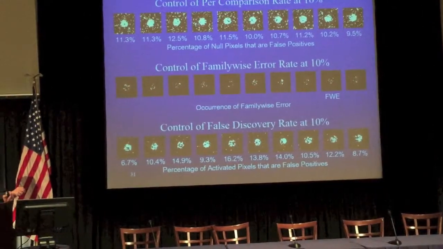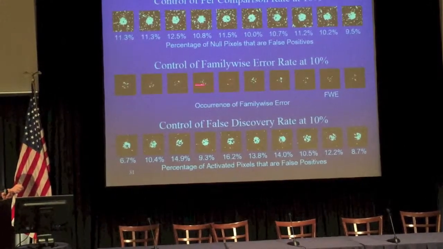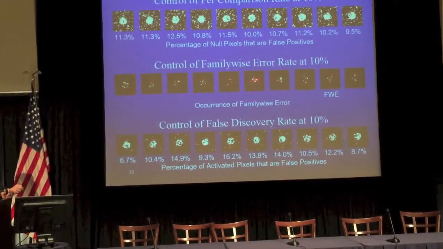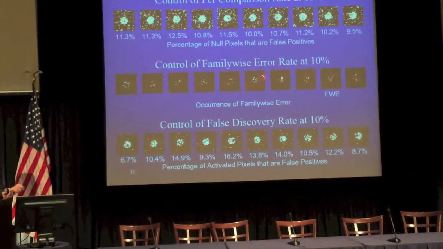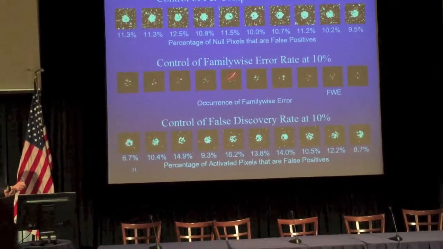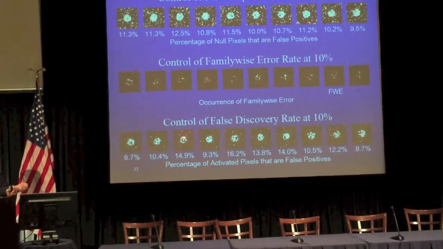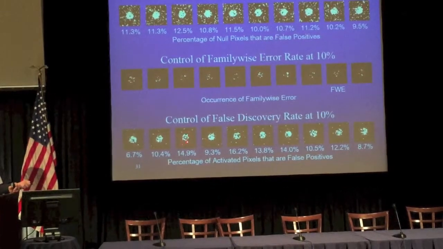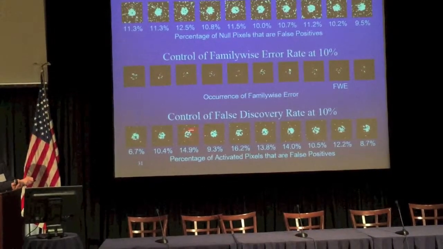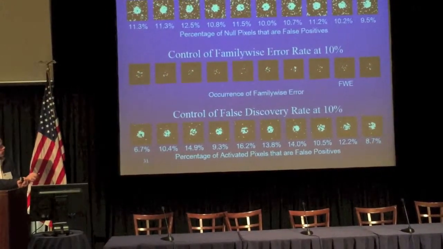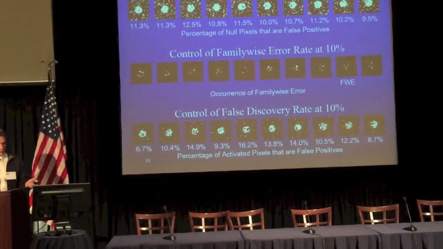Now, when we control the family-wise error rate at 10%, we can see that it greatly underestimates, and control of the false discovery rate gives a happy medium at this rate.